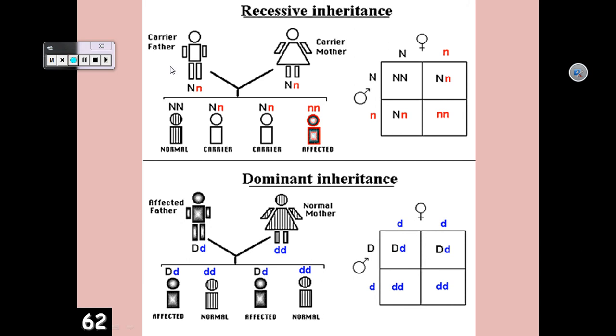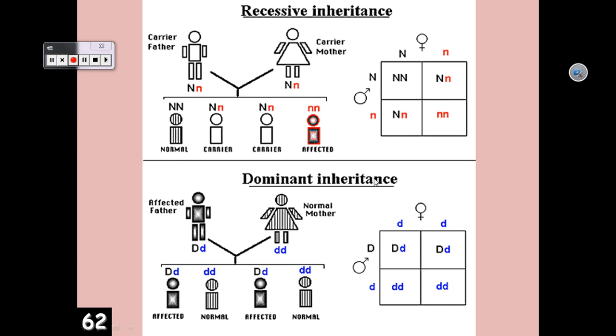So let's see, if this is a father and this is a mother and they're both not shaded in, this is the affected child. How you know this is a recessive inheritance is that neither father nor mother has the trait. They're not shaded in. However, they have to be carriers of that trait in order to have a double recessive affected child. And you can set this up with a Punnett square.